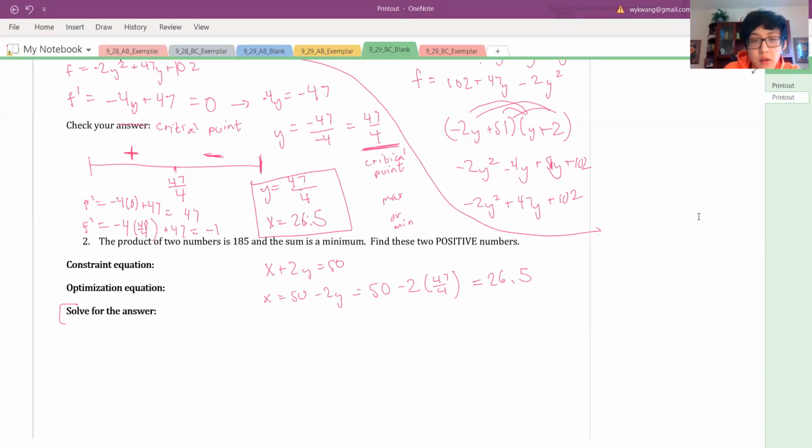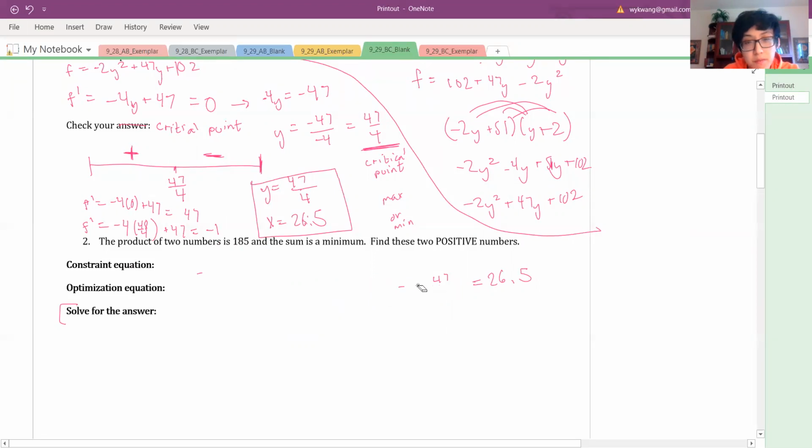Awesome. So I'm now going to have you guys try to attempt this second problem, which is the product of two numbers is 185 and the sum is a minimum. So find these two positive numbers. So I'm going to give everyone 1 minute first to figure out what the constraint equation is. So this is the equation whose criteria we have to meet. It's not the equation that we are minimizing or maximizing.